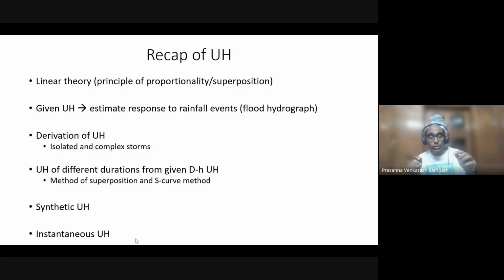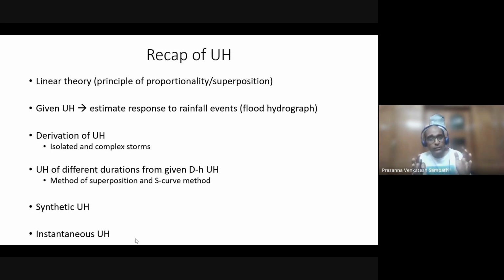The first type of problem was, given the unit hydrograph, how to find the response to an event. The second type was, given the response to an event, how to find the unit hydrograph. That was the derivation of a unit hydrograph, and again we looked at different types of events, the isolated storms and the complex storms. Then we spoke about how to obtain a unit hydrograph of different durations given a unit hydrograph of a certain duration. Broadly speaking, there were two methods that we use.